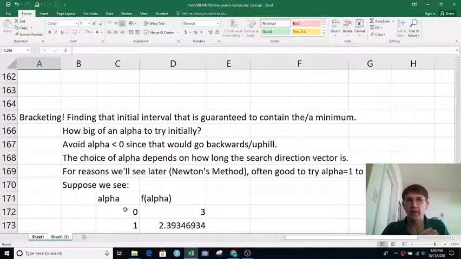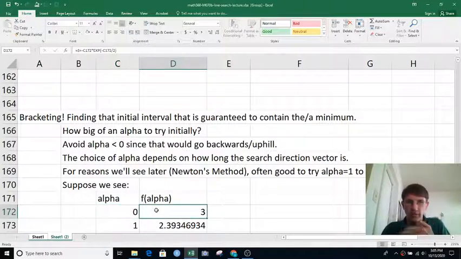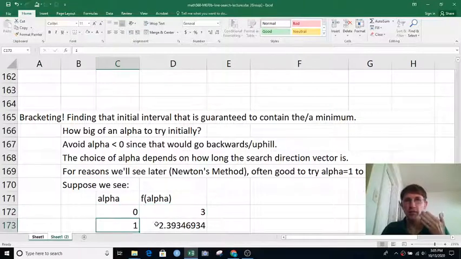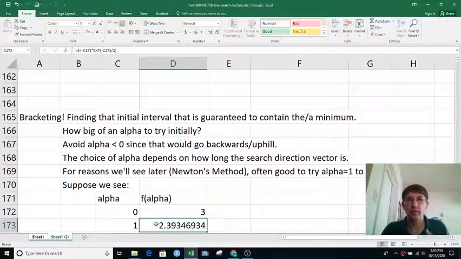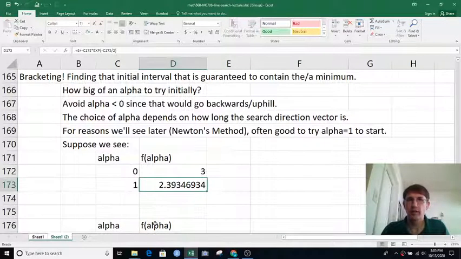Suppose you saw this. At alpha equals 0, our cross-section function had a value of 3. At alpha equals 1, the cross-section function has a value of 2.39. Have we established a bracket yet? Well, we have seen a decrease as alpha increases. That's good, but we haven't seen it go up on the other side yet. So the minimum might still be out farther than alpha equals 1 in this situation.